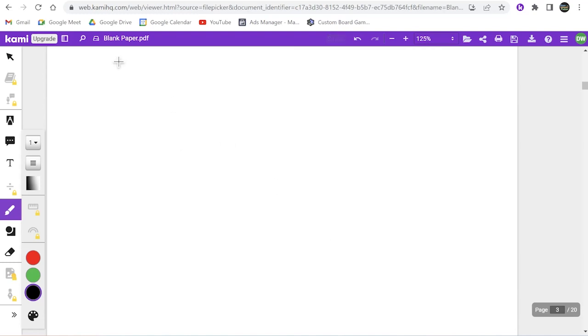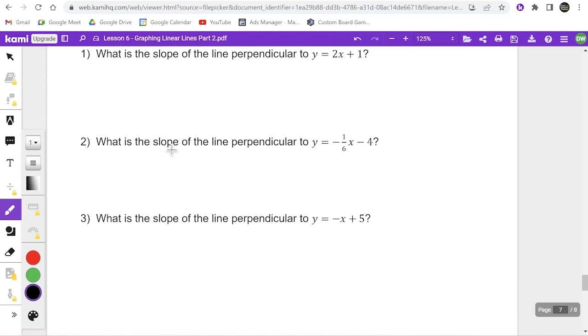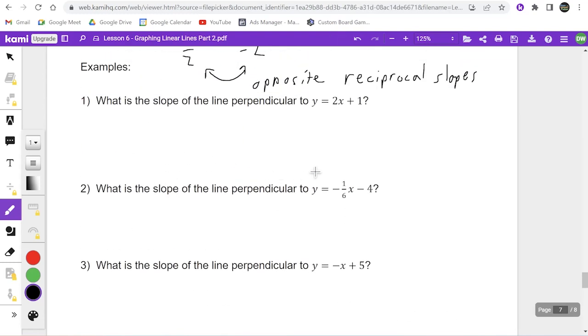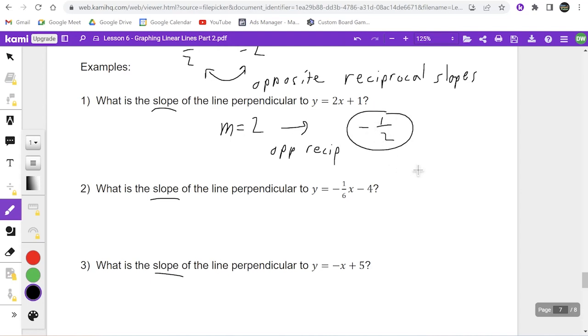So with that, let's look at the examples. Number one, and notice, all three of these are just the slope. I just want the slope. I don't want the equation of the line yet. y equals 2x plus 1, and I want a perpendicular slope. So it looks like m equals 2 is the slope. If I want to turn that into the opposite reciprocal, it's going to be negative 1/2. That's how we do opposite reciprocal.